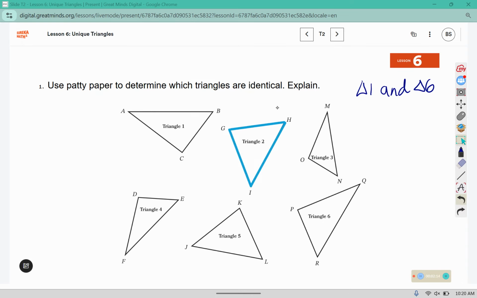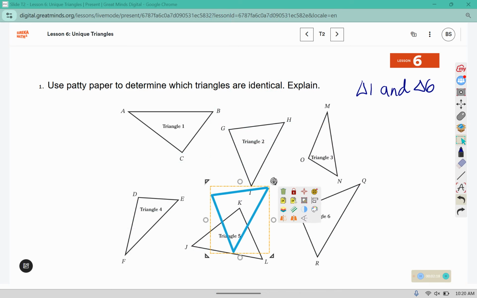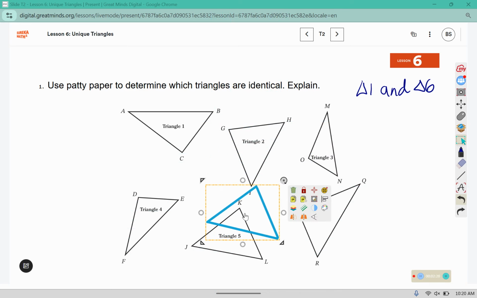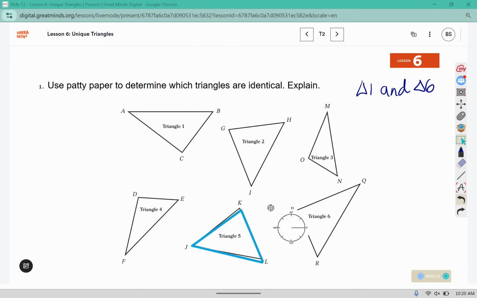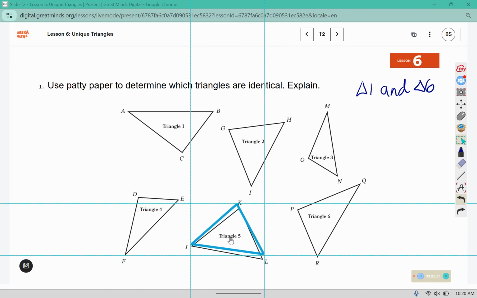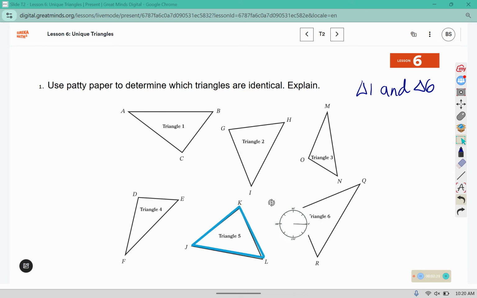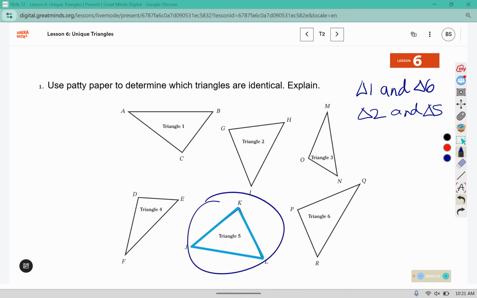Here I have triangle 2 traced. It looks similar to triangle 5. Yeah, if I rotate, we can get those lines to kind of line up. So triangle 2 and triangle 5. And then let's check 4 and 3.